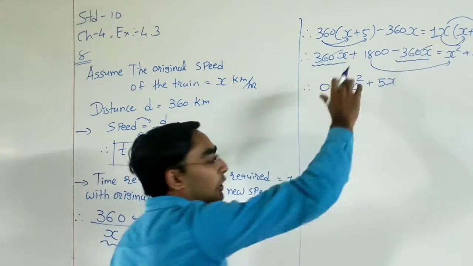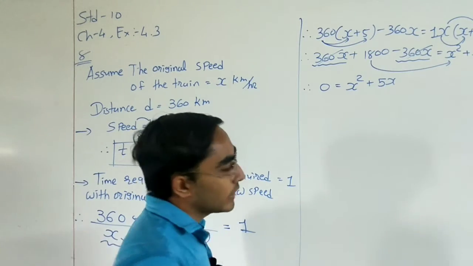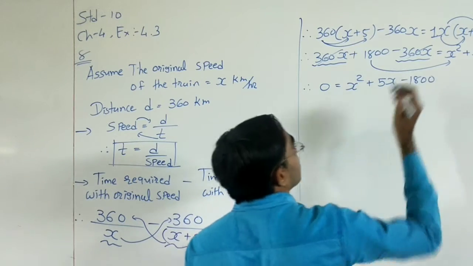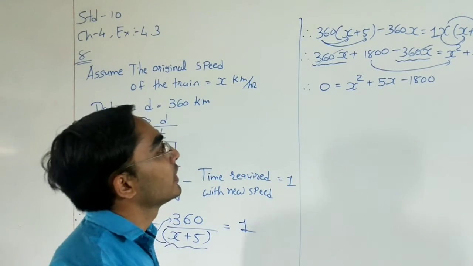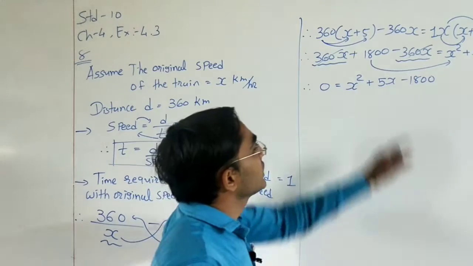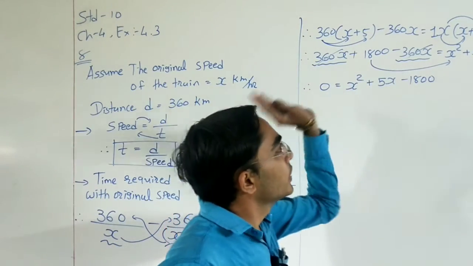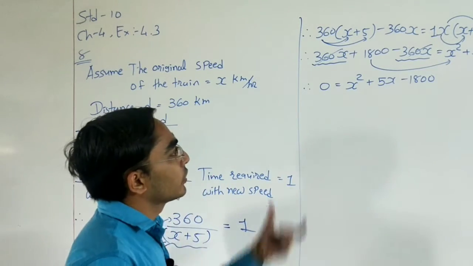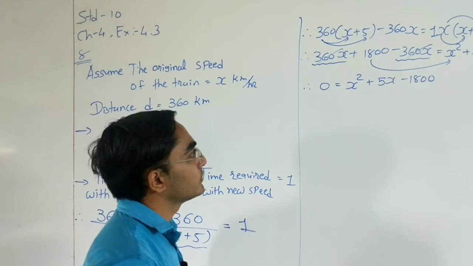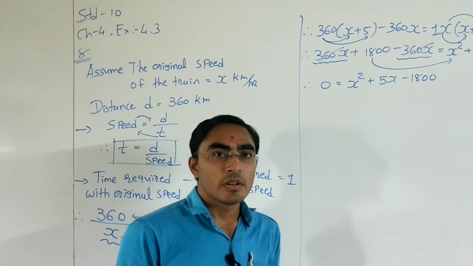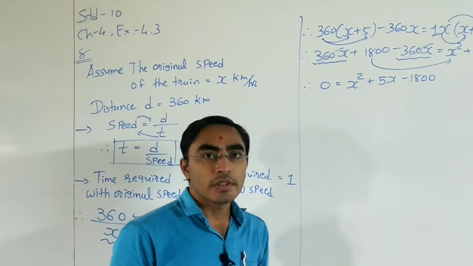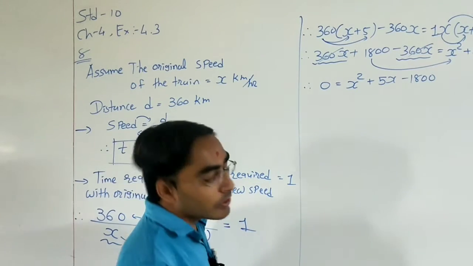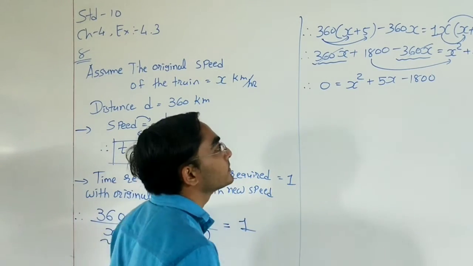If we transfer this plus 1800 to the right hand side, it becomes minus 1800. Okay? So this is our standard form. Now we can solve this equation by any method, right? But right now I am going with the quadratic formula.